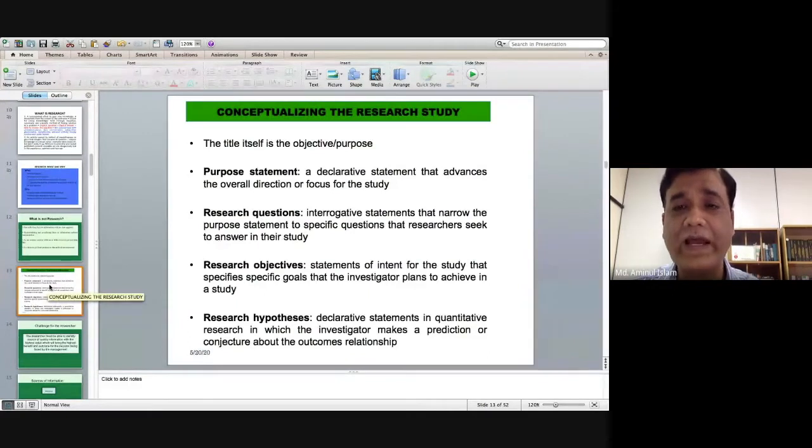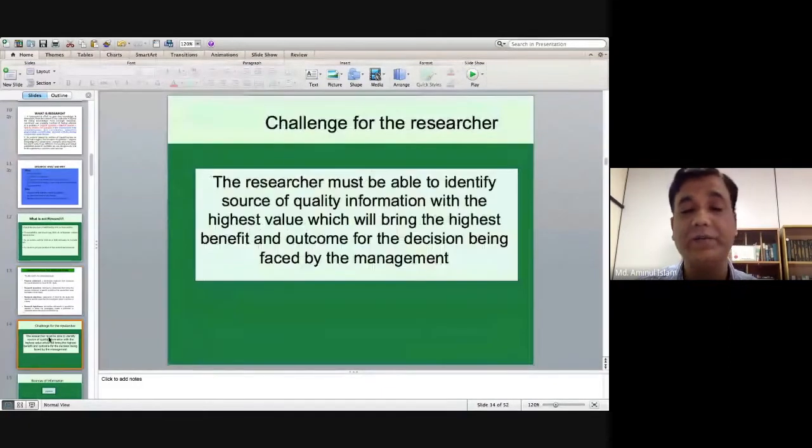This is conceptualizing a research study. We will have a title of research that tells you exactly what you want to do. If it's a good title, people will know from the title what kind of research we would like to do. We'll have a purpose statement, research question, research objective, and hypothesis. This is very important. Now, the challenge for the researcher is finding quality information with the highest value, which will bring the highest benefit and outcome for decision making.